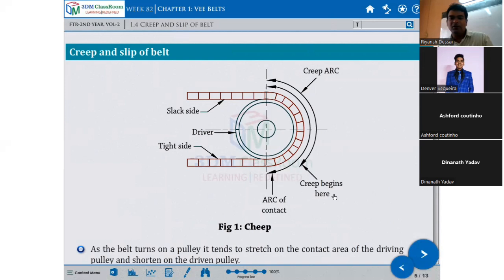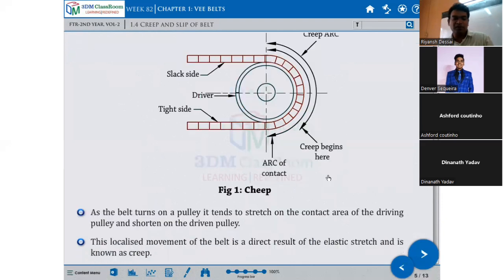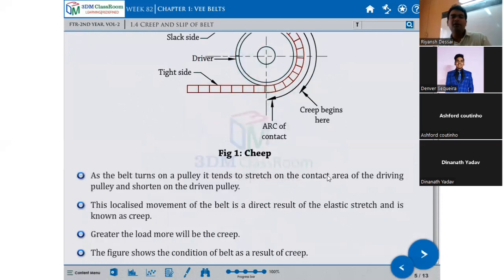Creep begins here. As the belt turns on the pulley, it tends to stretch on the contact area of the driving pulley and shorten on the driven pulley.